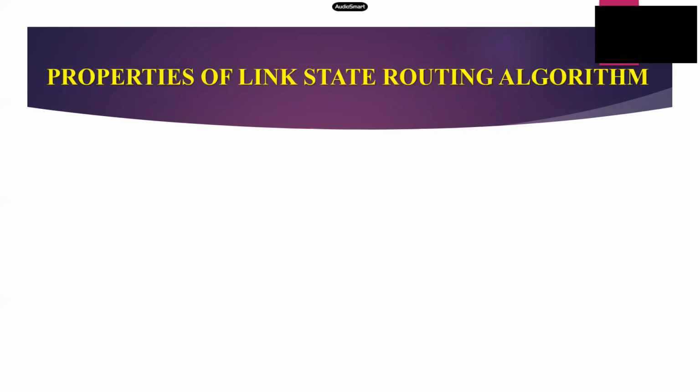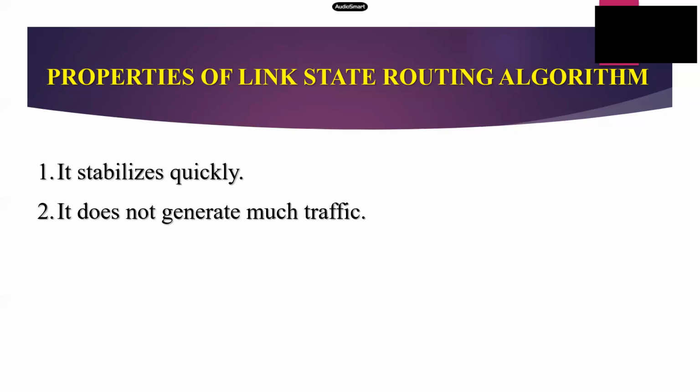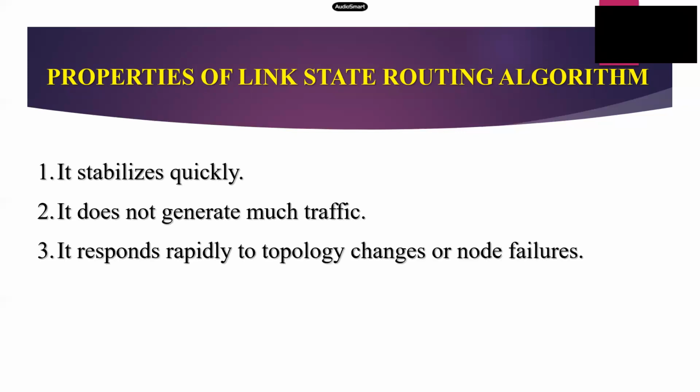What are the properties of the link state routing algorithm? The first and foremost property is it stabilizes quickly. It does not generate much traffic. It responds rapidly to topology changes or node failure. If any node fails, immediately it will respond. If any node is changed, that is also handled by the link state algorithm.